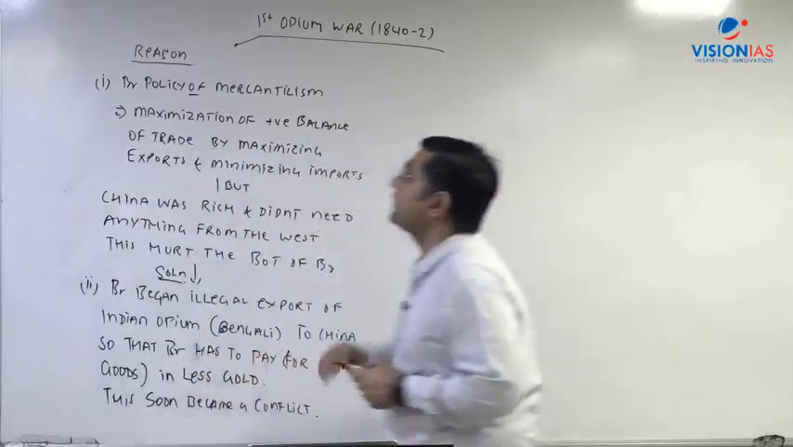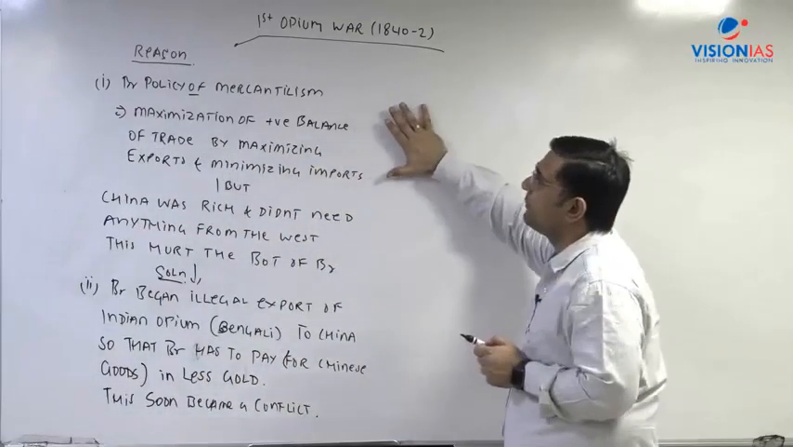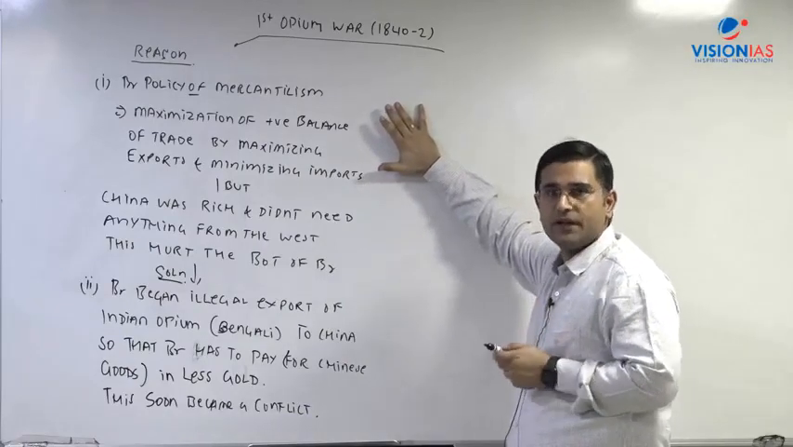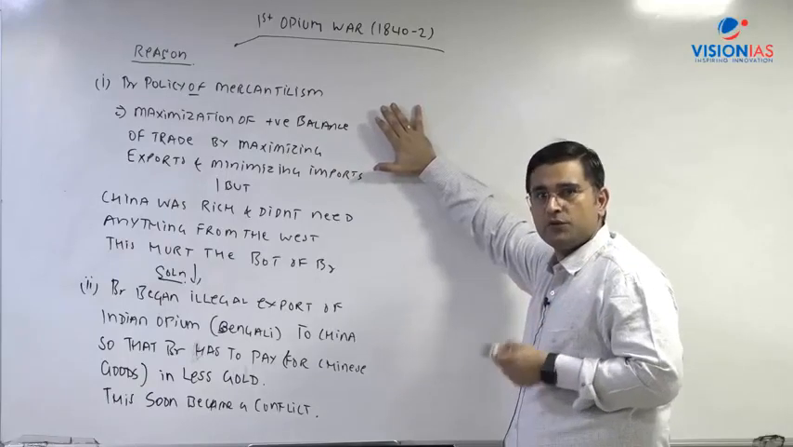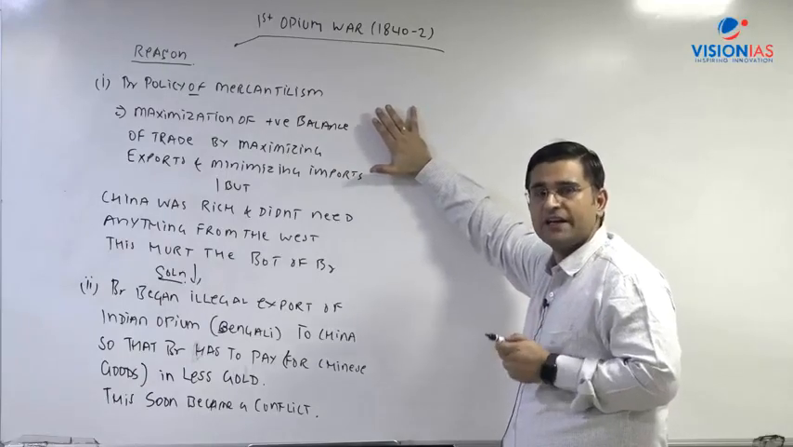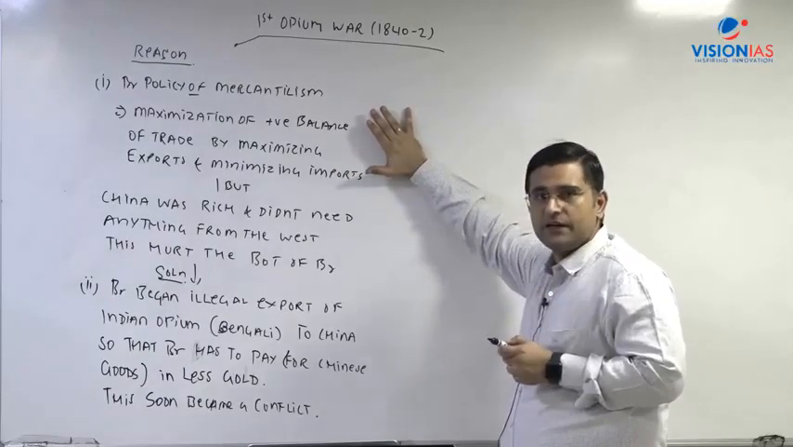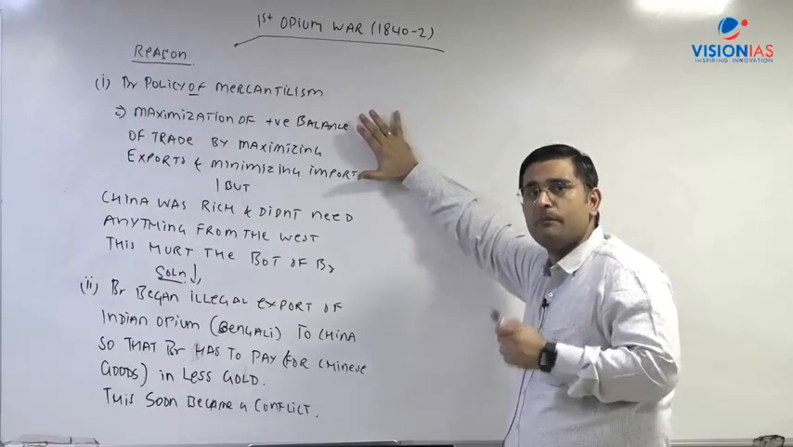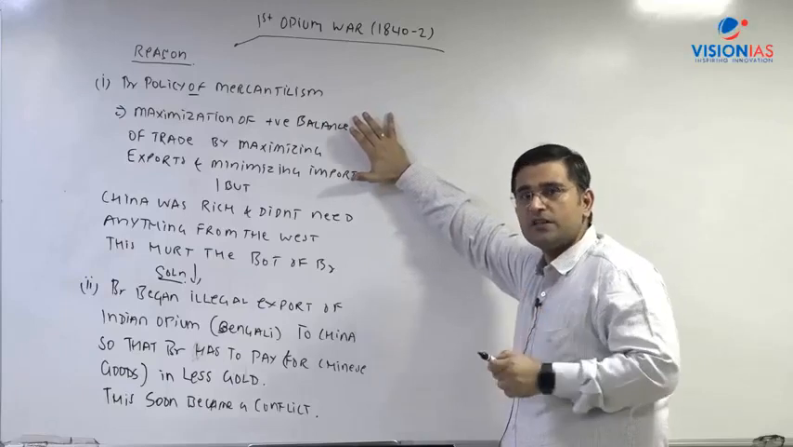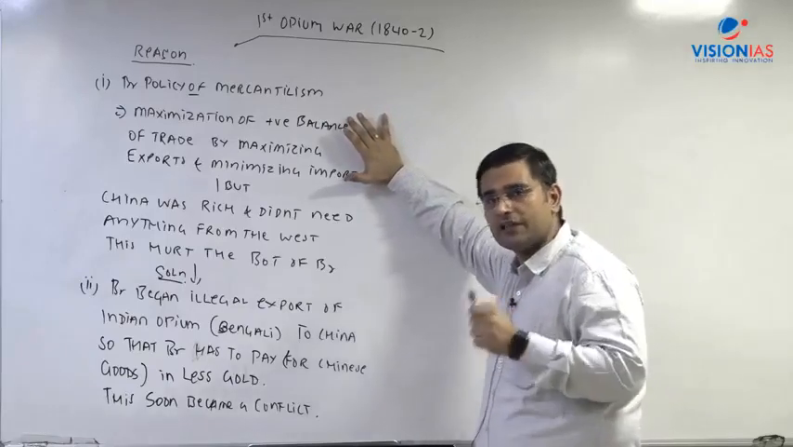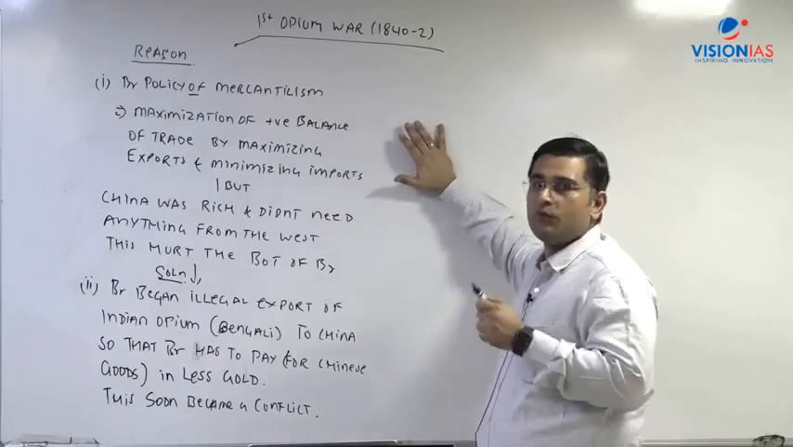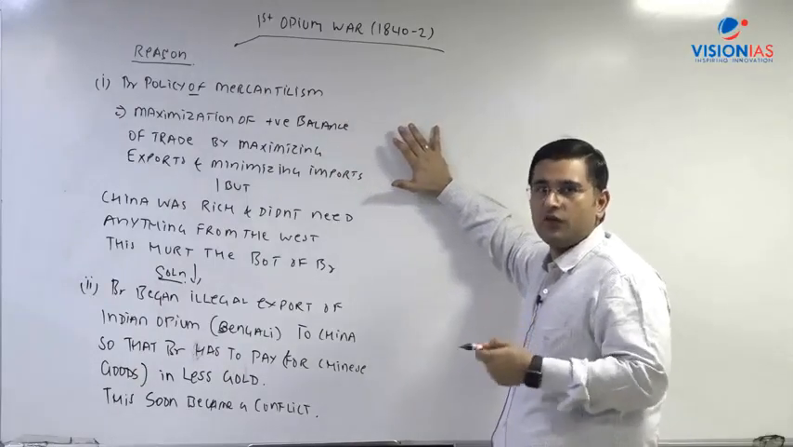So basically what we have written, first reason is that the British had a policy of mercantilism. Go back to your American Revolution, always interconnect. In the American Revolution also there was this issue of mercantilism or mercantile capitalism. What is this policy of mercantilism? The Britishers would try to maximize their balance of trade. What is balance of trade? It is the net of exports minus imports in value terms. So the Britishers would want to maximize the profits from the trade.